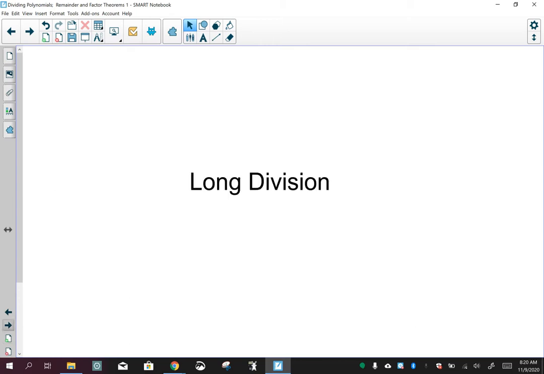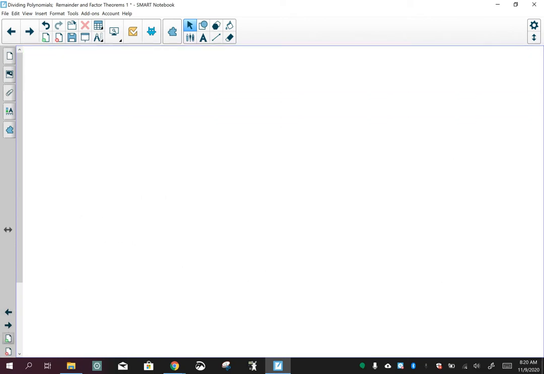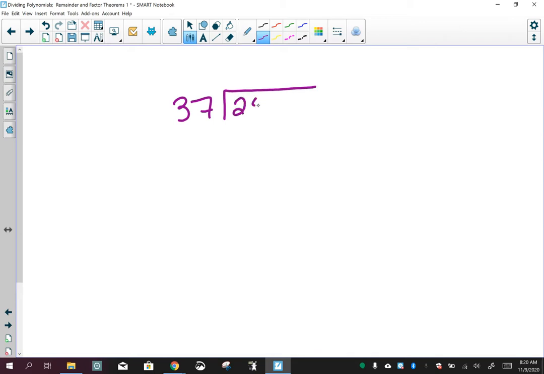So let's start with long division. Long division has a bunch of steps to it. Before we actually do this, let's take a look at what if I was to give you 37 divided into 2,400. Ooh, no, let's not do that one. Let's do 4,722. And I asked you to long divide this.